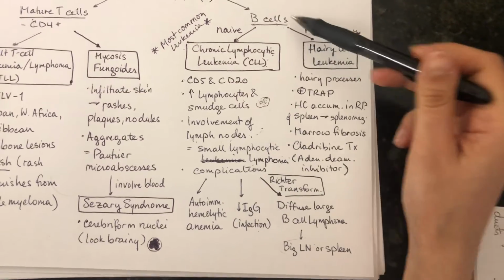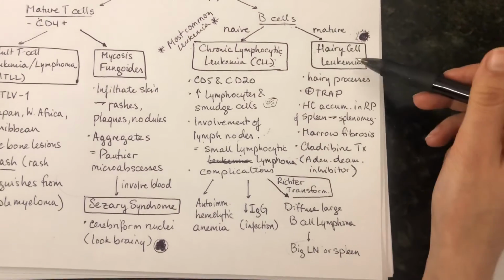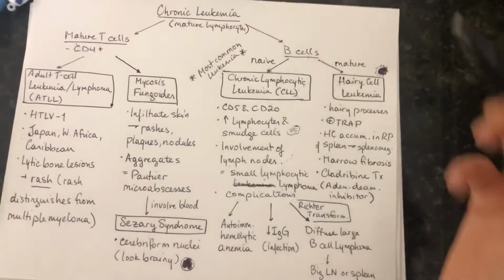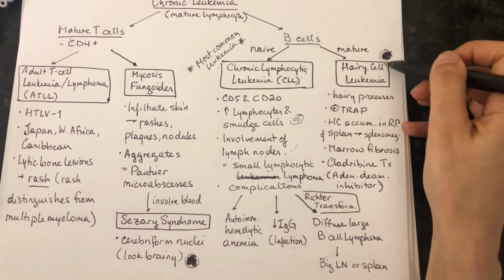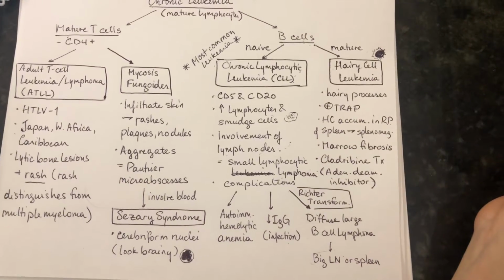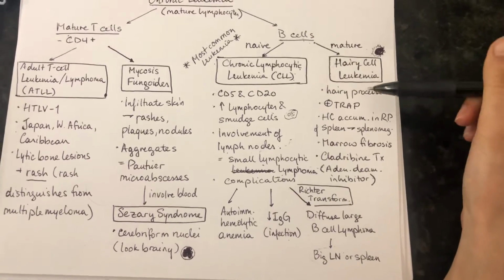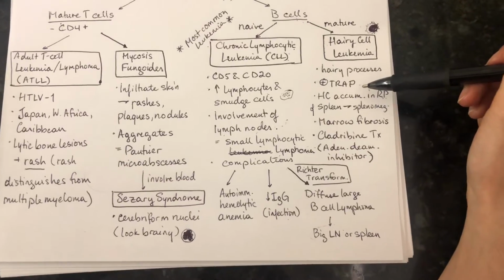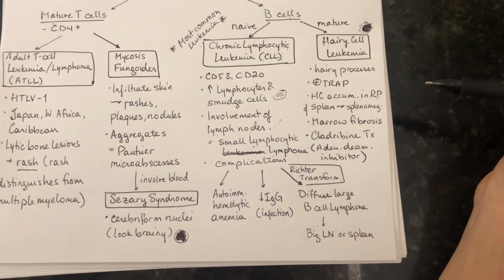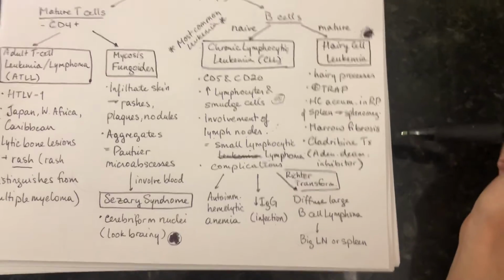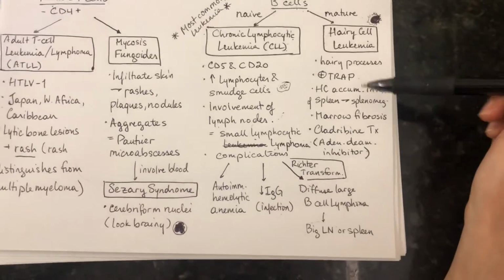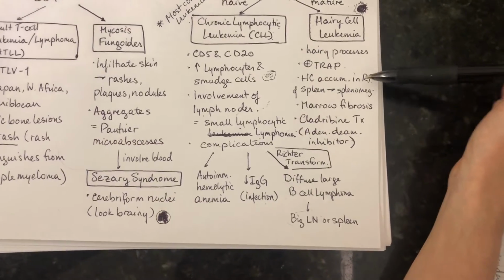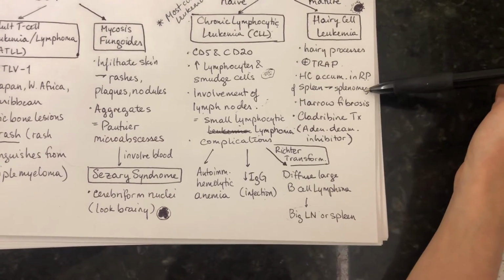A proliferation of mature B cells is going to produce hairy cell leukemia. It's called hairy cell because the cells look hairy. They're going to have these spindly processes on the edges of the cytoplasm. They're going to be positive for TRAP, T-R-A-P, which stands for tartrate resistant acid phosphatase. So you're going to have hairy cell accumulation in the red pulp of your spleen. That's going to lead to splenomegaly.